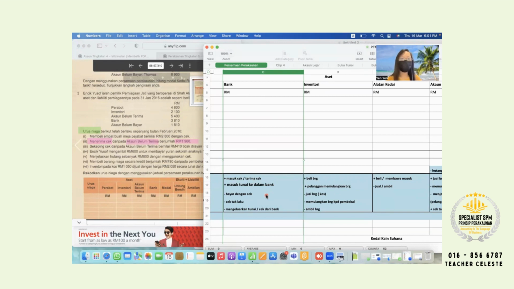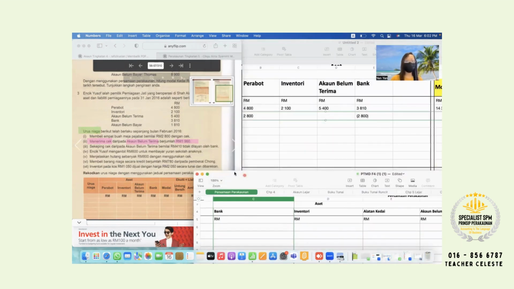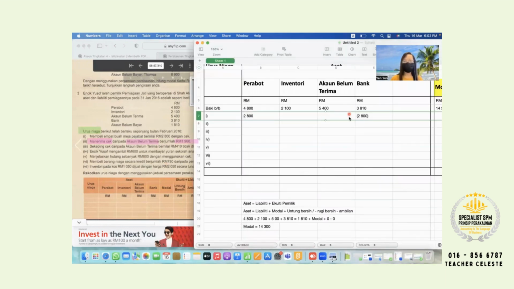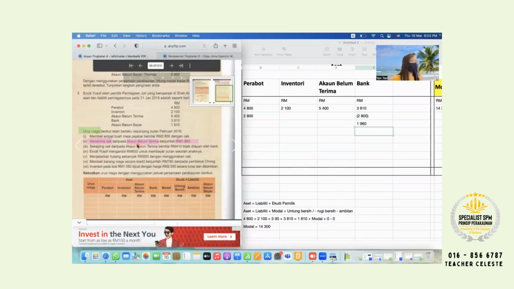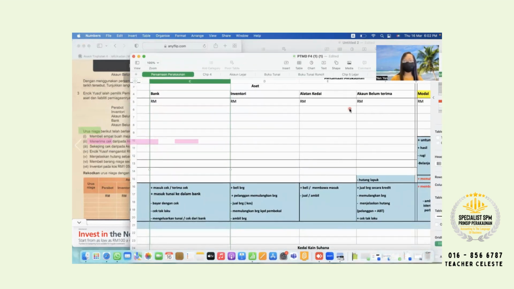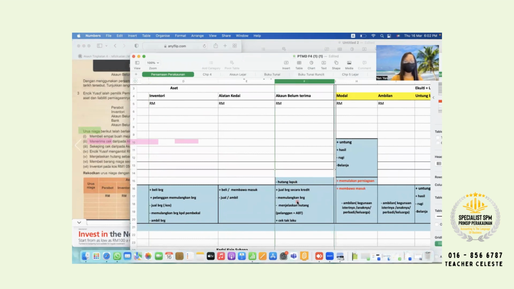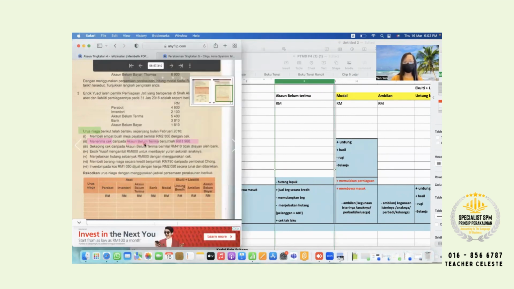Okay, all these keywords you can't find from the reference book or the notebook, your textbook here. And some more, in the exam they didn't show you this information when you are doing this Persamaan Perakaunan. Everything you must memorize, okay? So plus, we know that one is plus, bank plus. So your bank plus 1960, and then ABT, account belum terima. So you see, account belum terima, of course go to your account belum terima here. So keyword menerima cek daripada account belum terima.